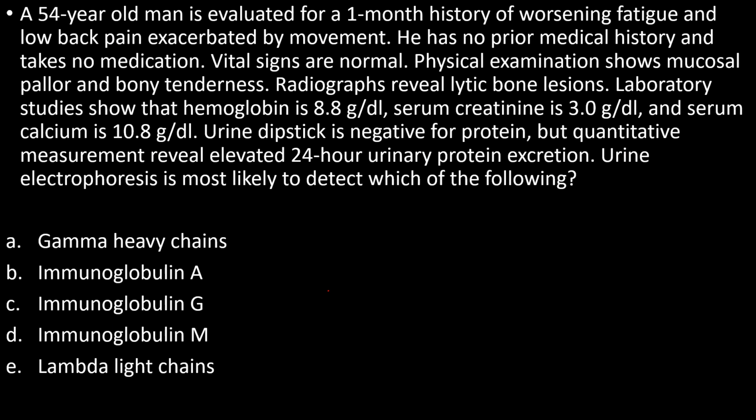A 54-year-old man is evaluated for a 1-month history of worsening fatigue and low back pain exacerbated by movement. He has no prior medical history and takes no medication. Vital signs are normal. Physical examination shows mucosal pallor and bony tenderness. Radiographs reveal lytic bone lesions. Laboratory studies show that hemoglobin is 8.8 gram per deciliter. Serum creatinine is 3.0 gram per deciliter and serum calcium is 10.8 gram per deciliter. Urine dipstick is negative for protein, but quantitative measurement revealed elevated 24-hour urinary protein excretion.